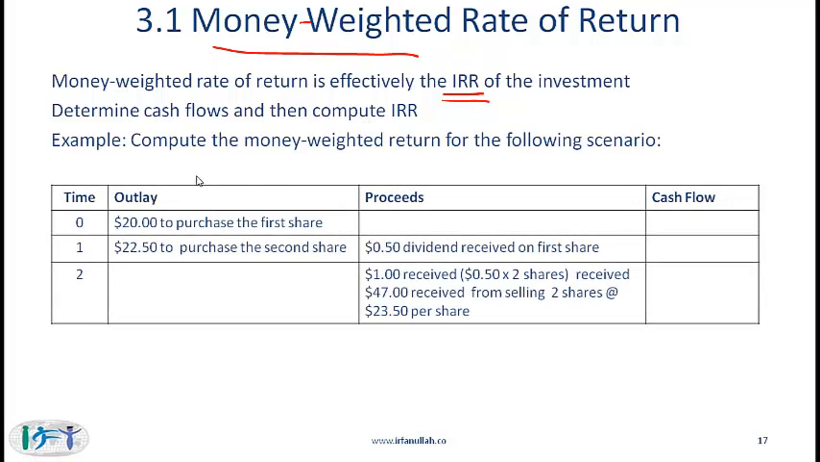Consider a very simple scenario where at time 0 you buy a stock for $20. So that is your investment. Your initial cash outflow at time 0 then is minus 20. At time period 1, let's say this is 1 year later, you purchase a second share. So that is a cash outflow, and a dividend of 50 cents is received. So the net cash outflow is 22.